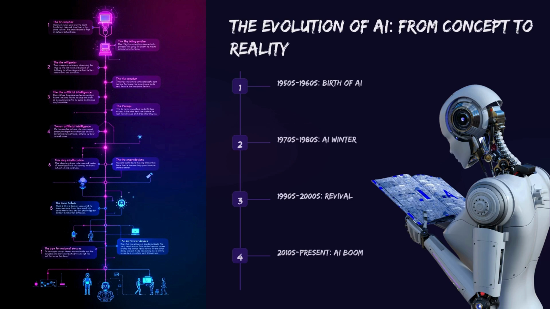1950s to 1960s, birth of AI. The term artificial intelligence was coined in 1956 at the Dartmouth Conference. Early AI focused on problem-solving and symbolic methods.